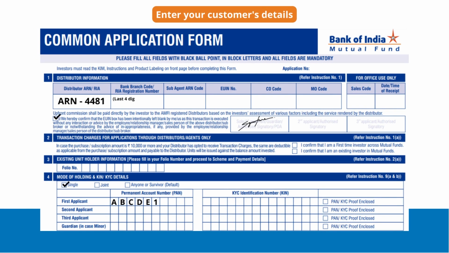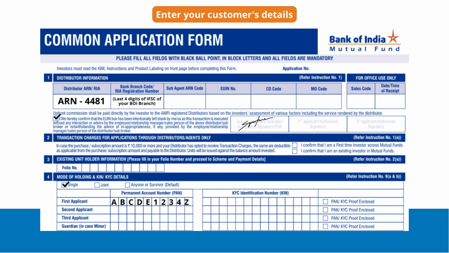Under the first heading, Distributor Information, you need to enter the ARN number, which is ARN-4481. This number will remain the same for all the forms. Then you need to enter the branch code, which is the last 4 digits of the IFSC code of your POI branch. The tick on declaration and signature inside the signature box is mandatory.